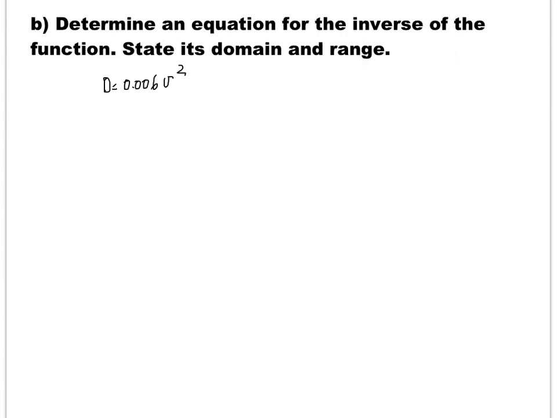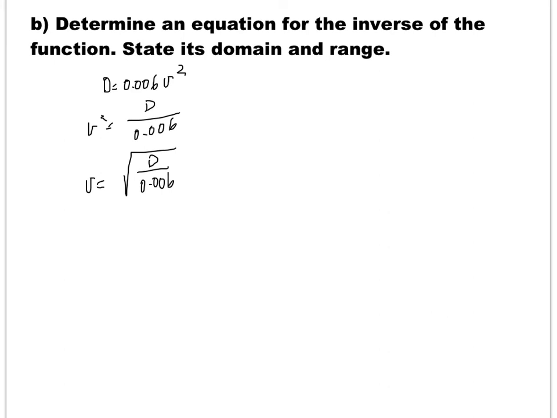The second part of the question says determine an equation for the inverse and state its domain and range. Here we have to isolate v, so I'm going to divide both sides by 0.006. So I'm going to get v squared is d over 0.006. Now I'm going to get the square root of both sides, so I'm going to get v is equal to square root of d divided by 0.006.